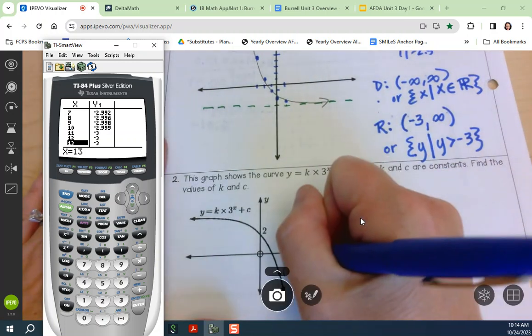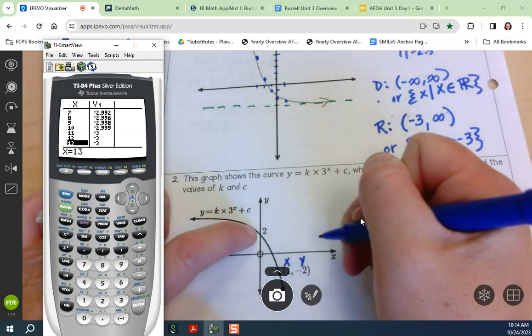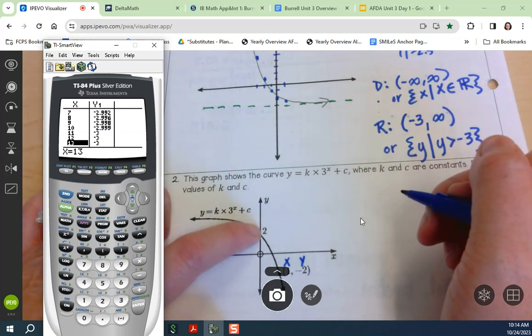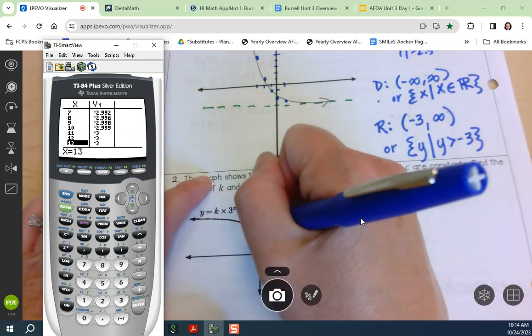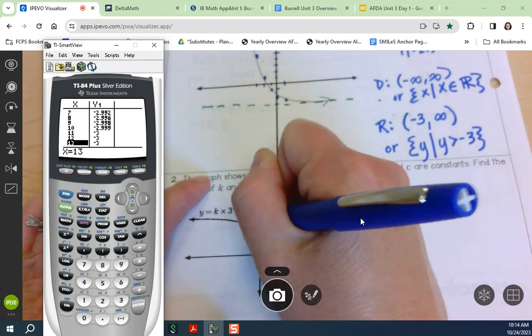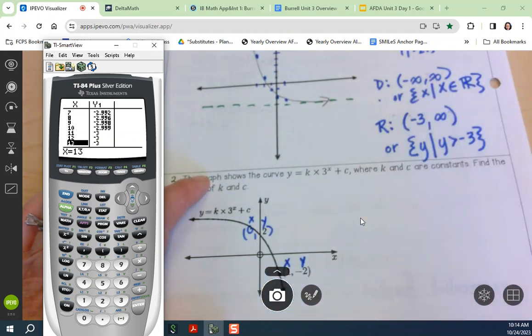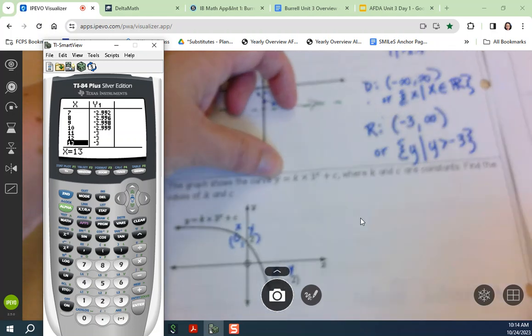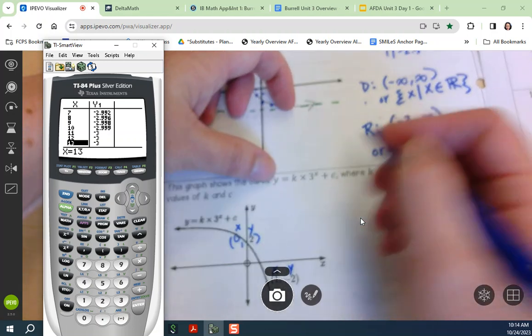This point I can see this is x and this is y. This 2, is that an x or a y? It's a y. Good. So this is the point 0, 2. So that's an x and that's a y. All right, so I'm going to substitute into this one. So I'll use this one first. It does not matter which one you do first.